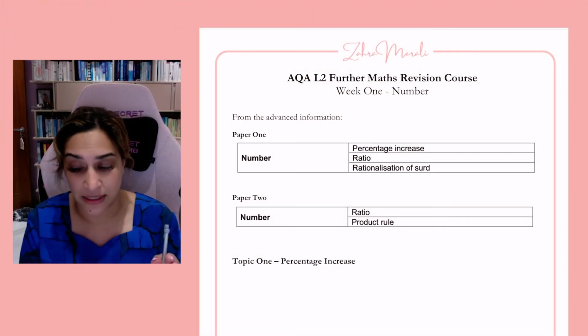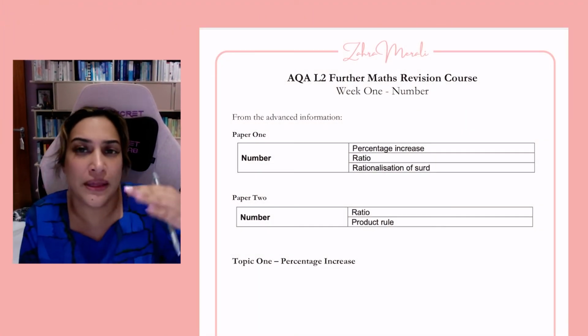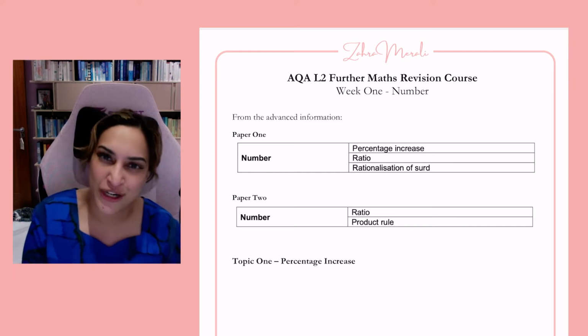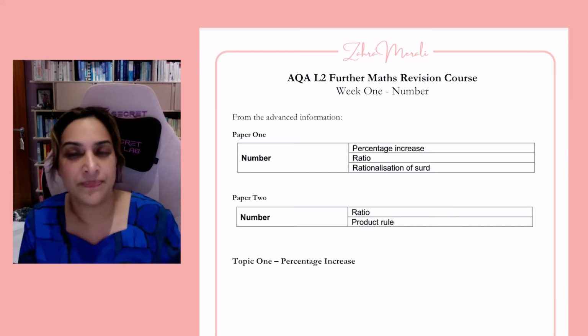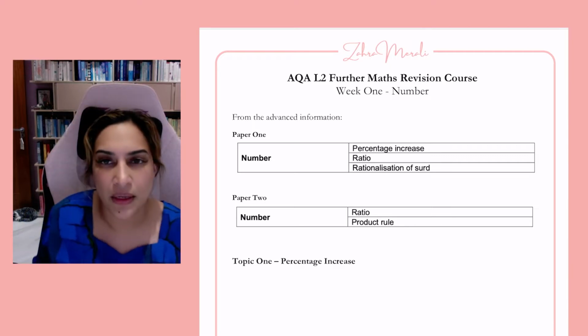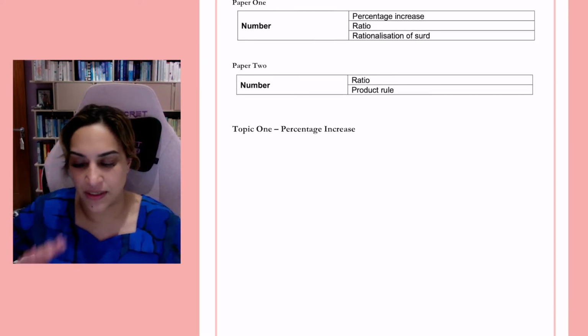Hi guys, this is the first session, week 1, for the AQA Level 2 Further Maths Revision course. From the advanced information, we're given what topics are going to come up within various categories. Paper 1 is your non-calculator, and we've been told we're going to have, within number, percentage increase, ratio and surds. And paper 2, we've got some more ratio questions and the product rule. So let's look at percentage increase.